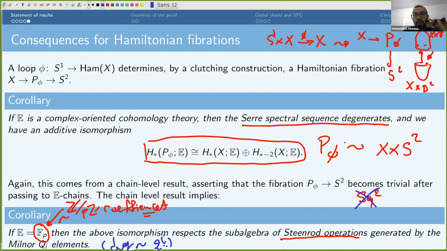Okay, so I want to pause for a second and just ask for questions about the statements of the results, because the next part will be basically trying to give some indications of how this is proved. So, everybody happy? Okay, everybody happy. So what's the idea of the proof? There's two parts.